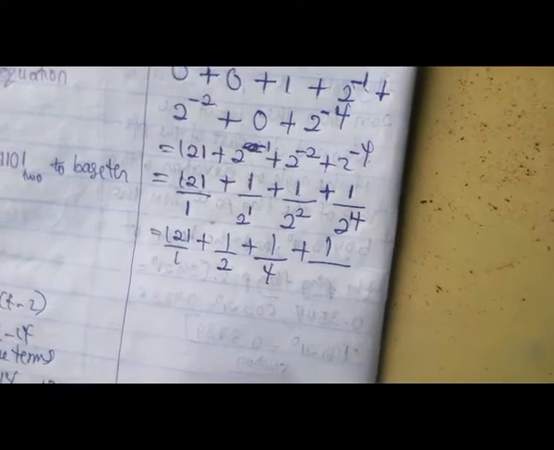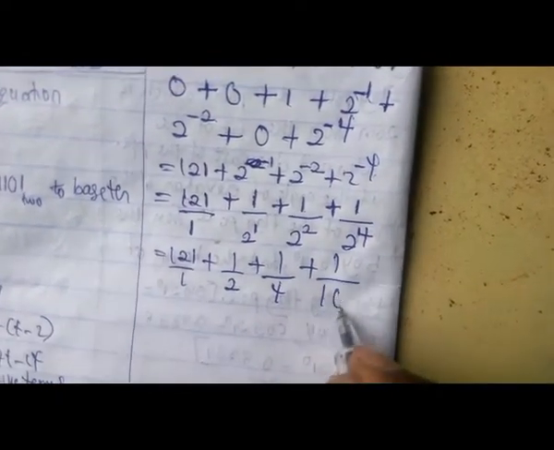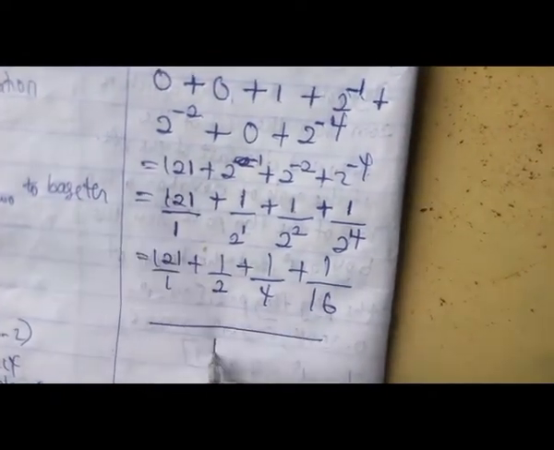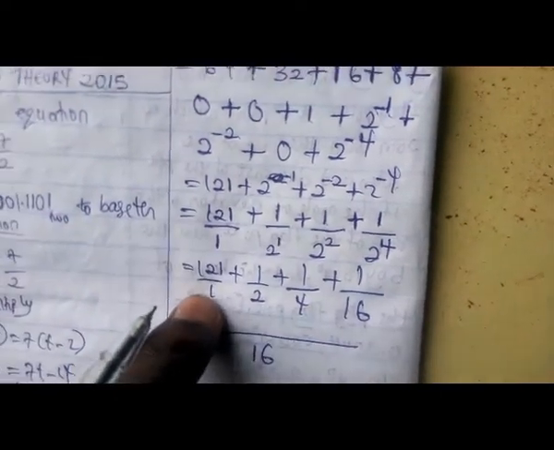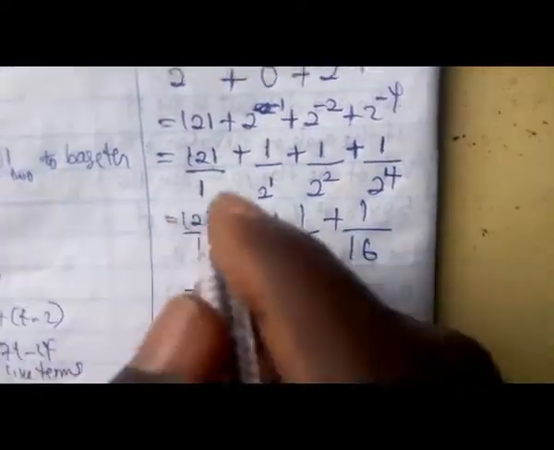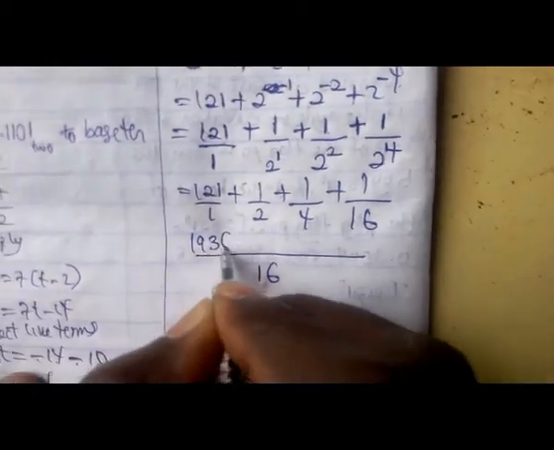2 raised to power 4 is 16. So it will be 1 over 16. So our LCM is 16. 16 divided by 1 is 16. 16 times 121 is 1936.